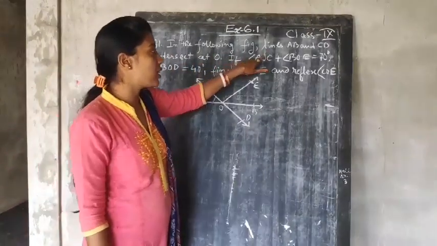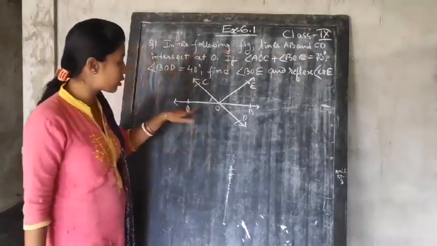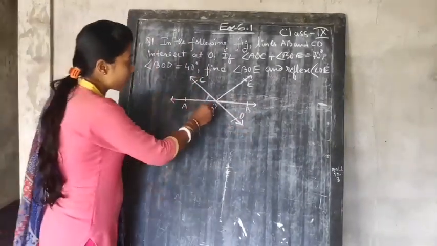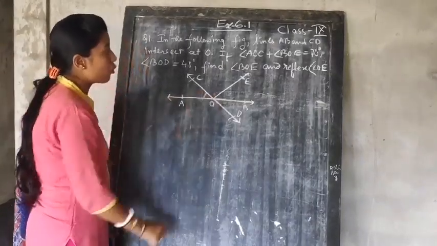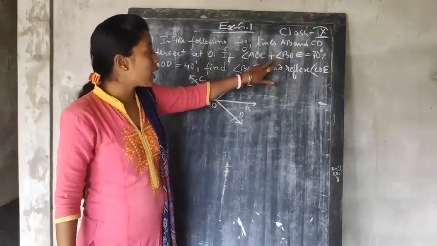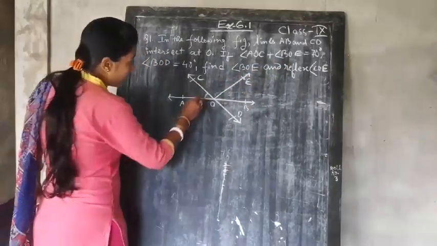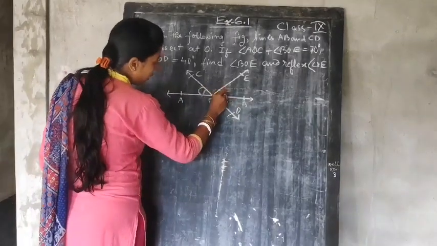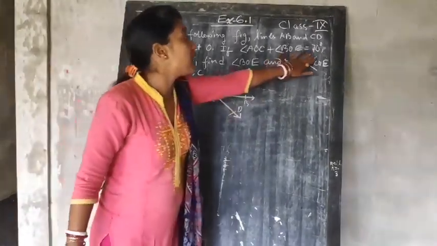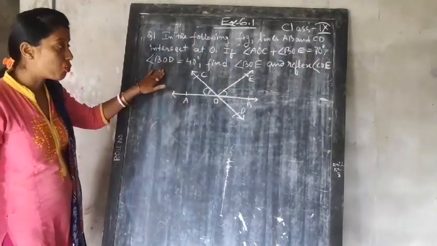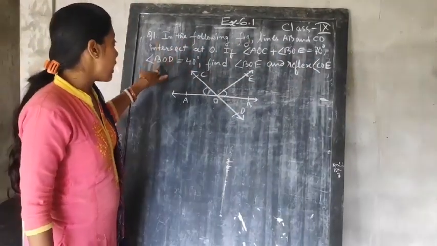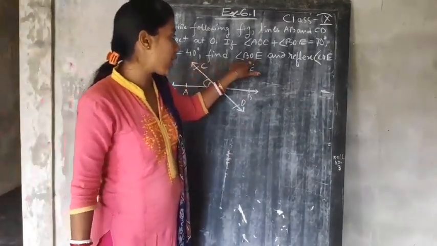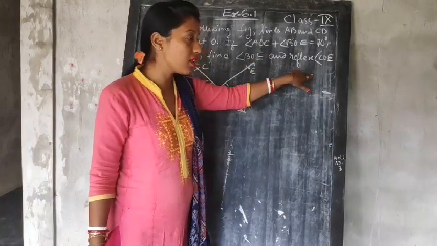In the following figure, lines AB and CD intersect at O. See in your figure, this is your line AB and CD, and these two lines are intersecting at O. If angle AOC plus angle BOE is given as 70 degrees, you are to find which one? Now wait, another angle is also given to you, angle BOD is 40 degrees. So now you are to find angle BOE and reflex angle COE.